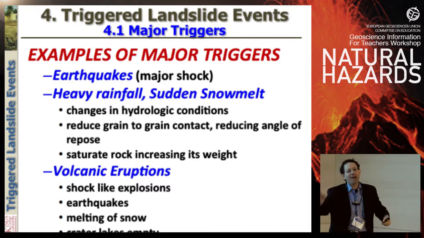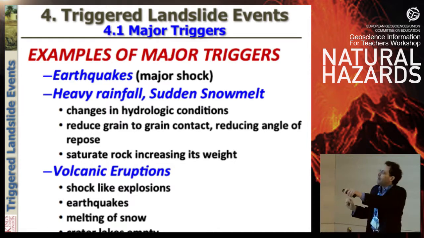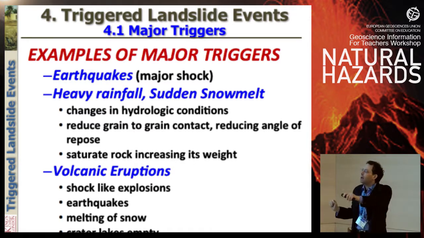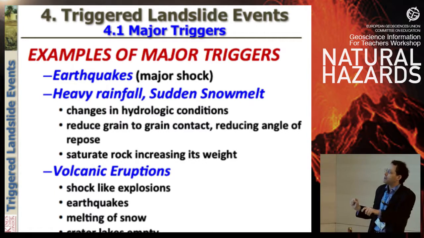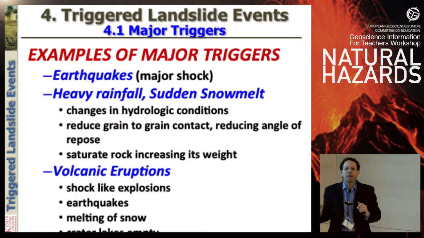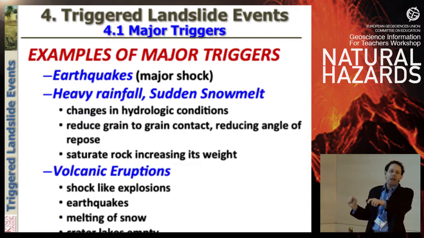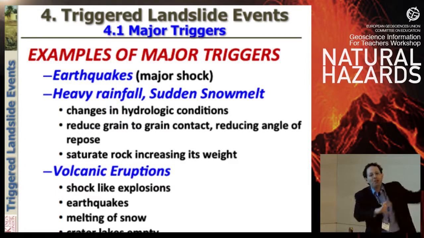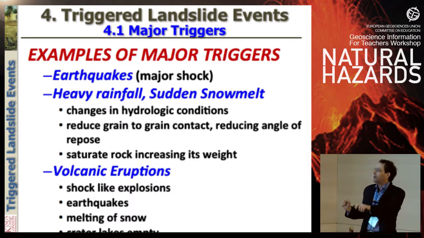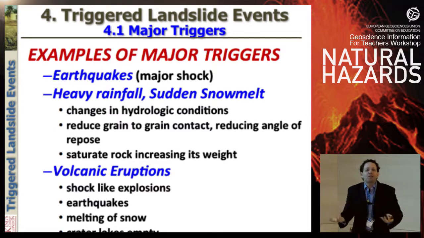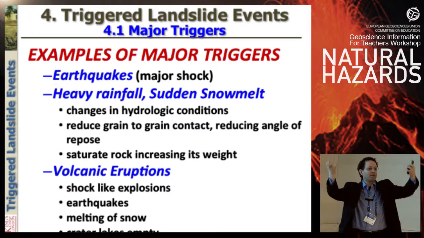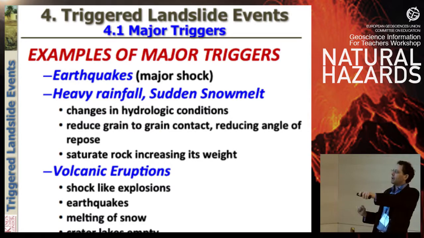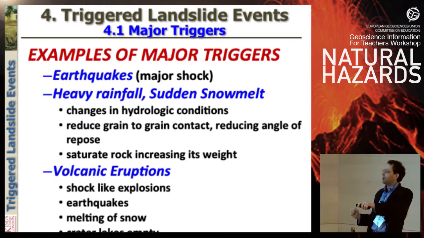So we come back to the gravity, we come back to water. Heavy rainfall, sudden snowmelt, changes in hydrological condition. This reduces the grain-to-grain contact. It reduces the angle of repose, and you end up with landslides occurring. It also saturates the rock and the regolith, and it makes it much heavier. Volcanic eruptions, these are shock-like explosions, earthquakes, melting of snow, crater lakes emptying. So these are examples of major triggers.